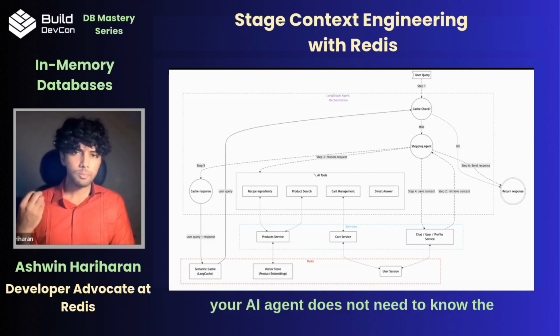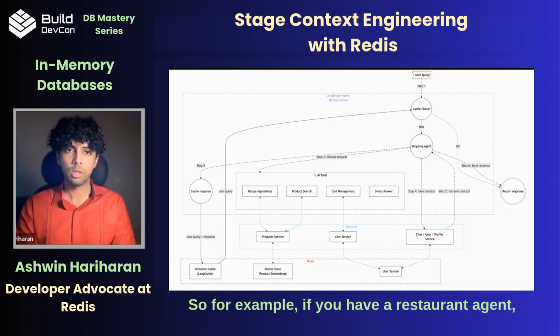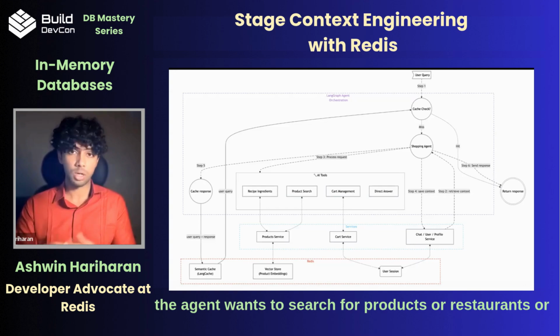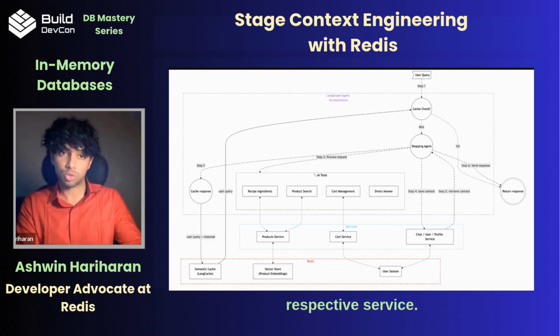And secondly, your AI agent does not need to know the implementation details of your business logic. So for example, if you have a restaurant agent, and the agent wants to search for products or restaurants or whatever, it can just call a tool that talks to the respective service, okay?